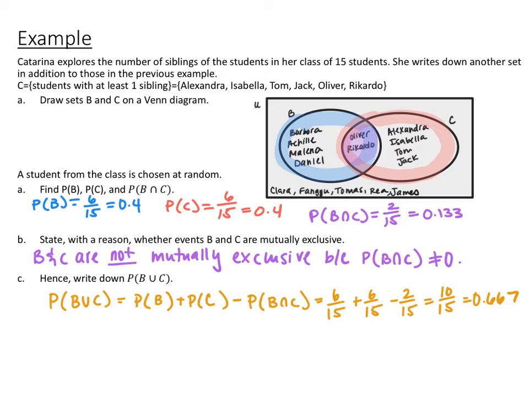So then whether or not they are mutually exclusive, B and C are not mutually exclusive because the intersection is not 0. There is an overlap here. They can both be happening at the same time, so they are not mutually exclusive.